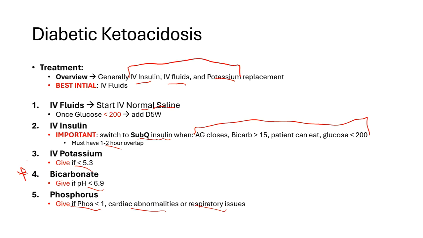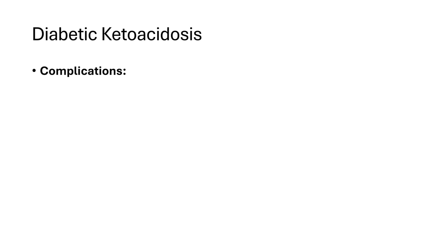Of course, we don't have to worry about the anion gap closing, etc., stuff along those lines. But we always start with IV fluids for both of them. So now let's talk about the complications. Now there's a large multitude of complications. We'll talk about 3 high-yield ones.